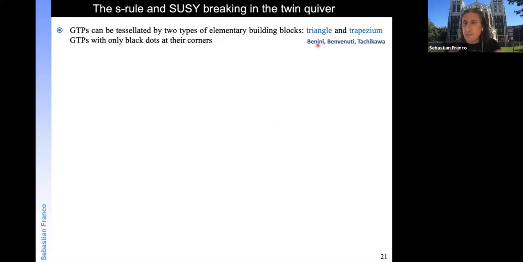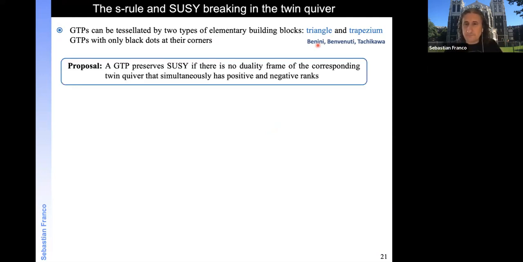The general GTPs can be decomposed in triangles and trapeziums, with only the corners being black. So let's look at one of these building blocks and see what the violation of the S rule means in terms of the quiver. You can imagine what it means.